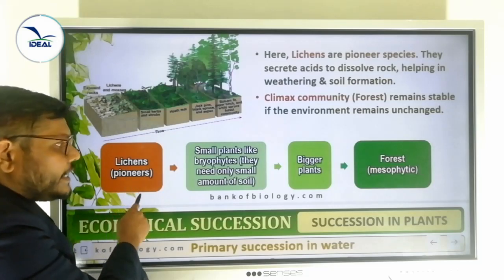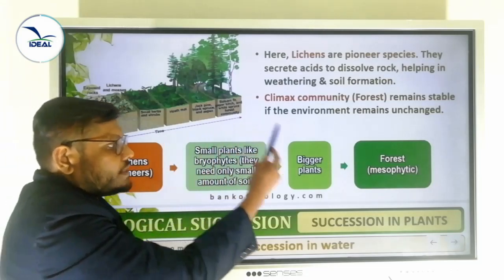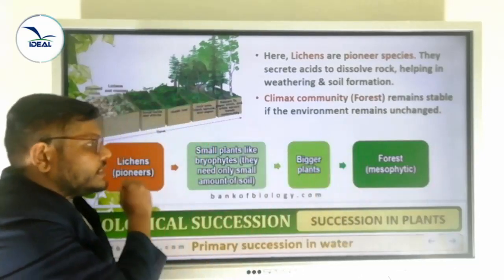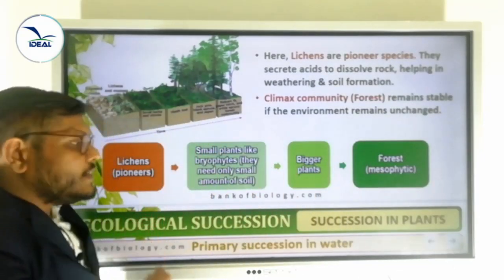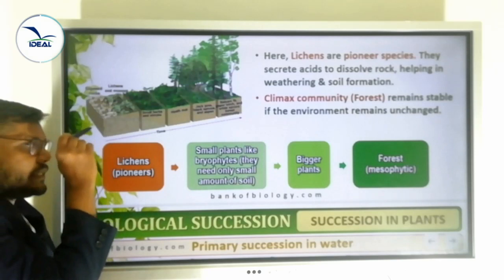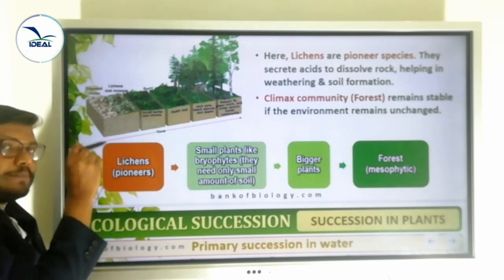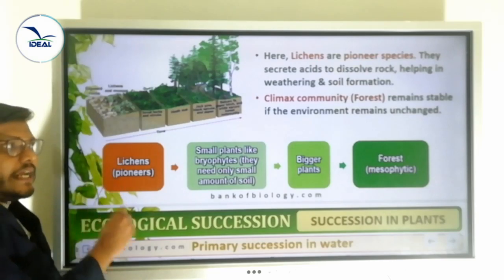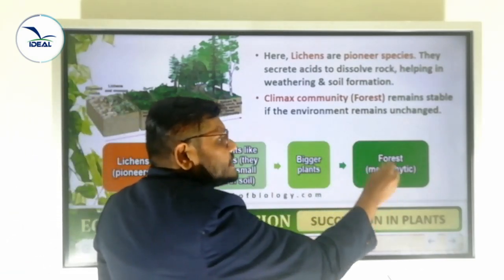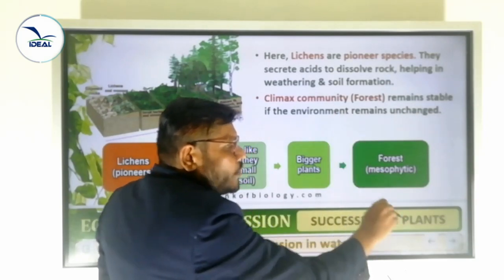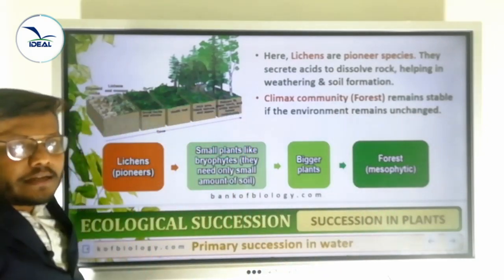So first lichen, after that moss, then bigger plants, then forest. This is the way succession takes place. So we can say succession begins from xerarch condition, which means a bare, dry area, and ends in mesic condition. A forest is neither too dry nor too wet. That is the mesic condition.